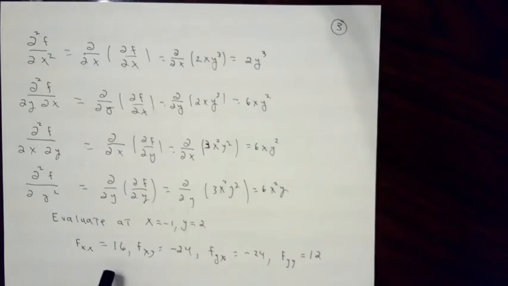Since this is 16, the graph is concave up in the x direction at the point (-1, 2). Likewise, the second partial with respect to y both times is 12, which is positive. The surface, the graph that we're looking at, is concave up in both the x direction and the y direction. If a person didn't know any better, they would think that guarantees that it's concave up in all directions, but as we're about to see, that's not true.